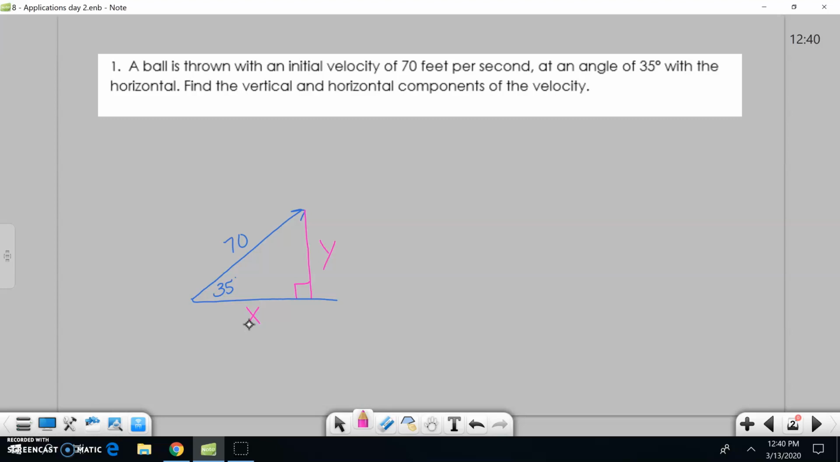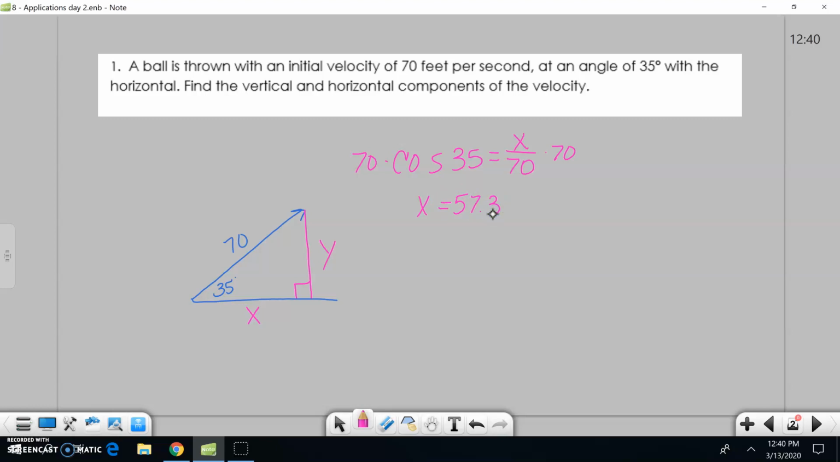So to find cosine, or to find x, we're going to use cosine 35 equals x over 70. This is adjacent over hypotenuse. I'm going to multiply both sides by 70 in your calculator. Your calculator should give you 57.3.